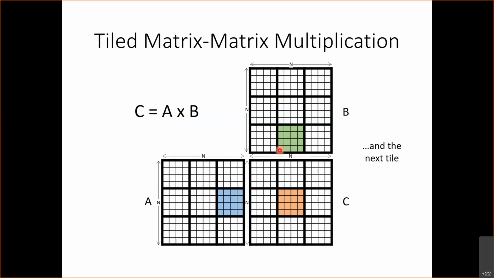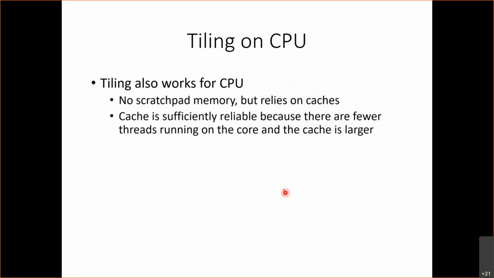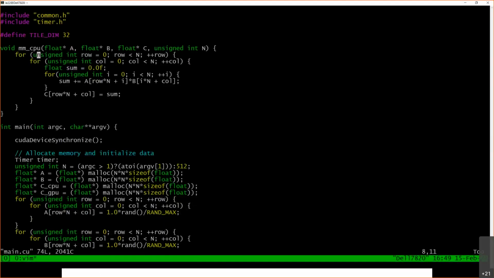Okay, so the way that our CPU code is going to look is as follows. We're going to do for every row tile, for every column tile, for every input tile, and then for every row within the tile, for every column within the tile, and then we're going to do the dot product. Okay, so let's see what that looks like. Okay. So I'm going to take this. Actually, let me just get rid of this and start from scratch.